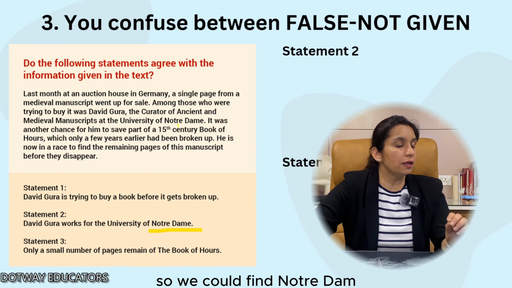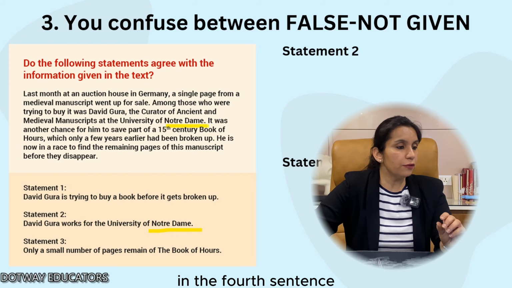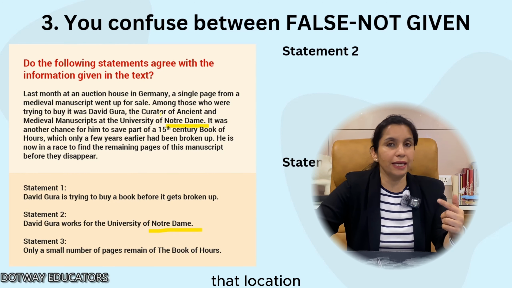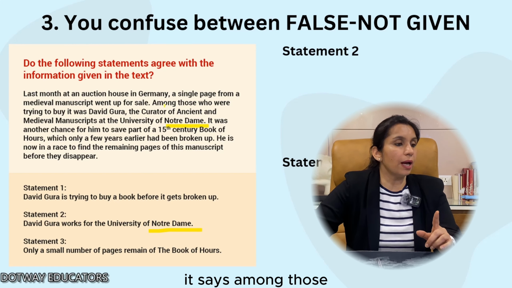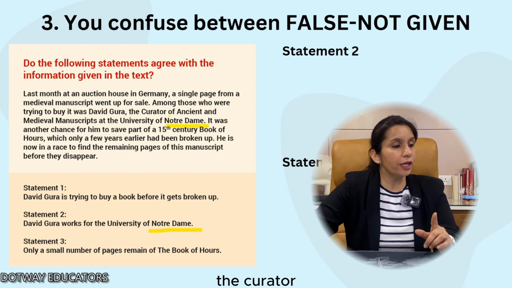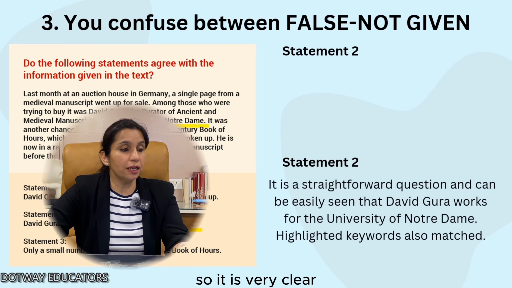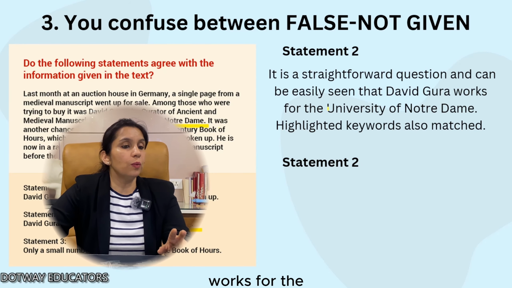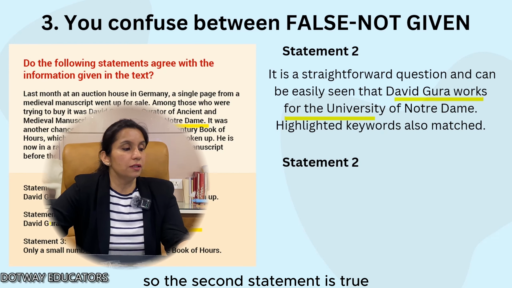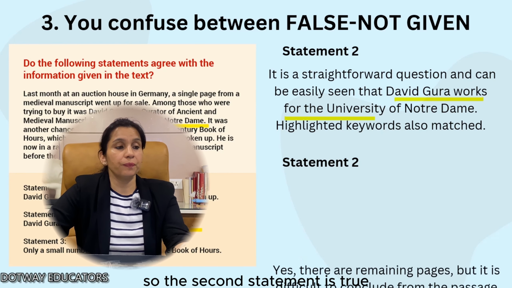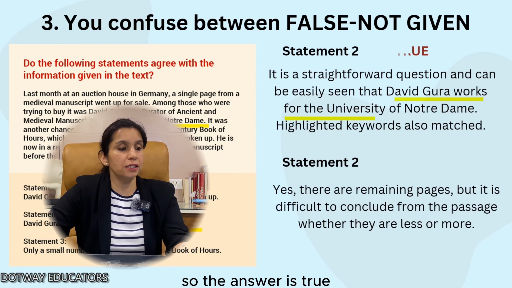So we could find Notre Dame in the fourth sentence. Now we'll read that location. It says, among those who were trying to buy it was David Gura, the curator of ancient and medieval manuscripts at the University of Notre Dame. So it is very clear that David Gura works for the University of Notre Dame. So the second statement is true. So the answer is true.